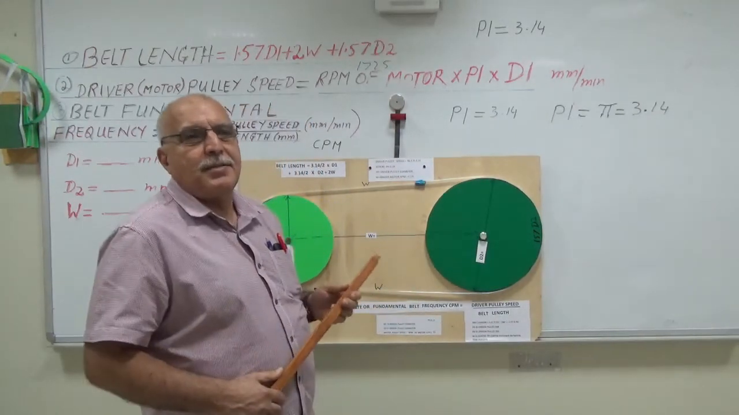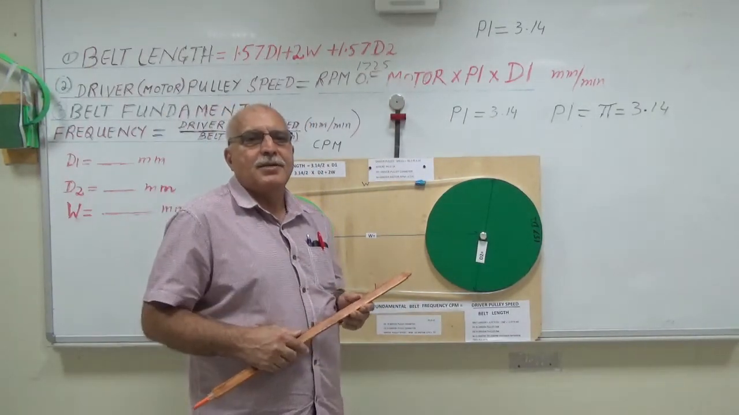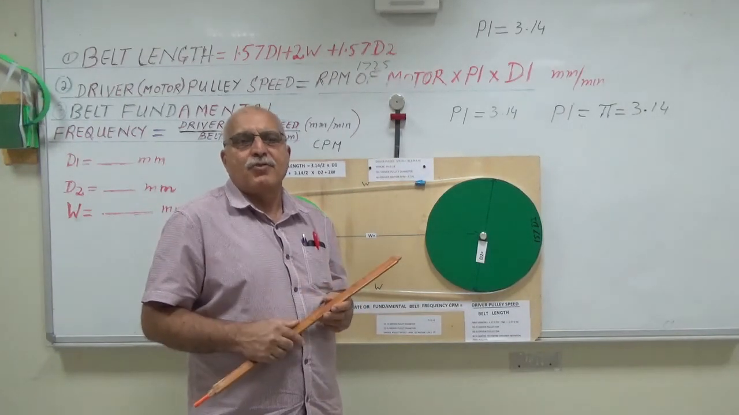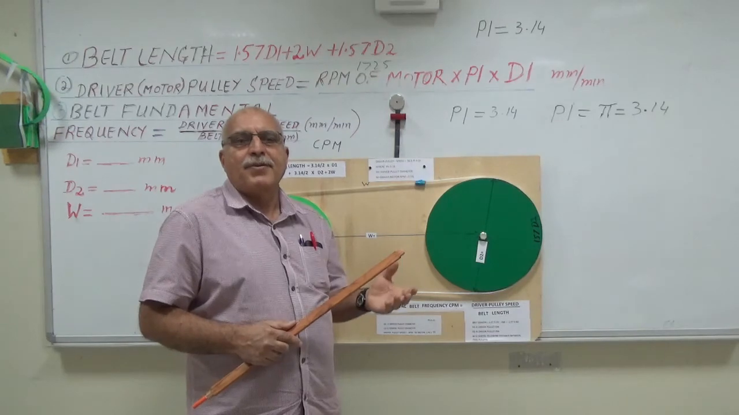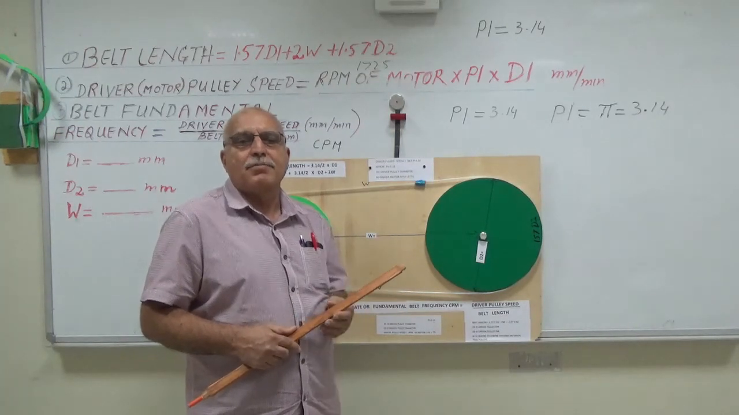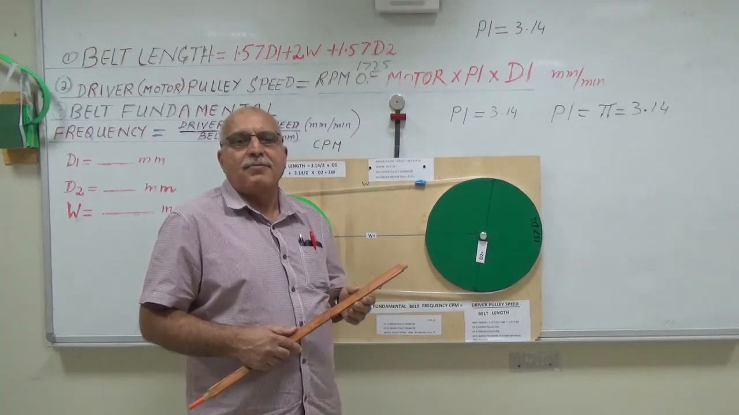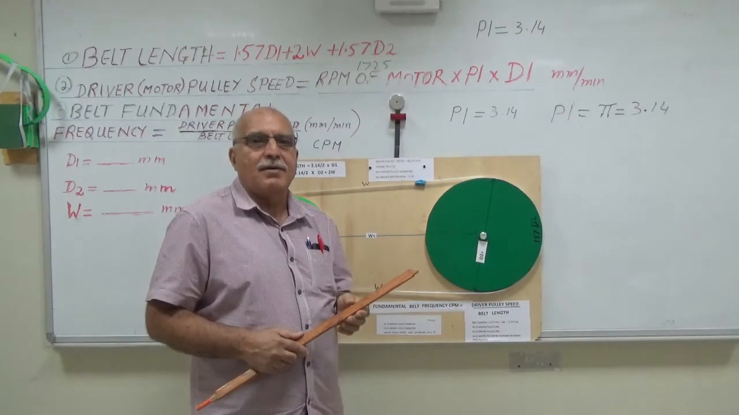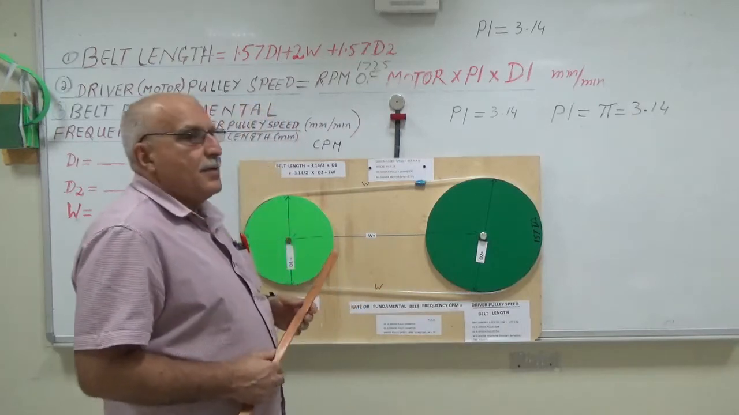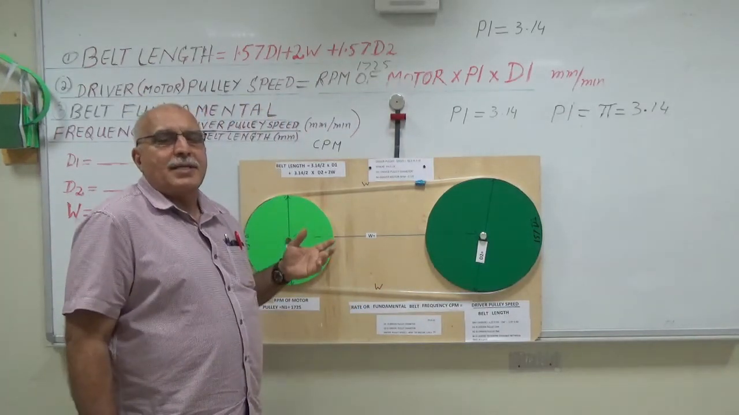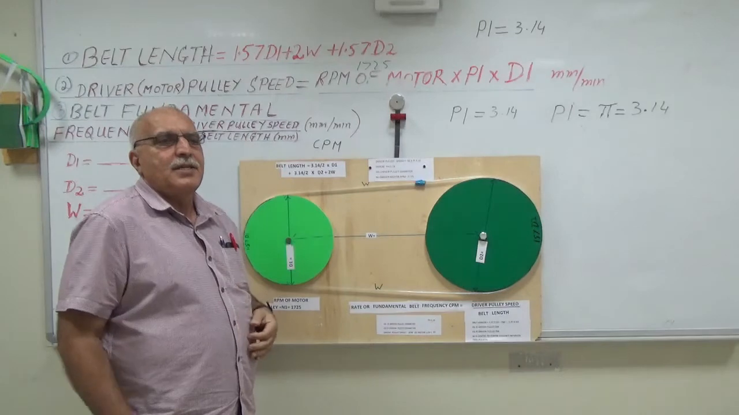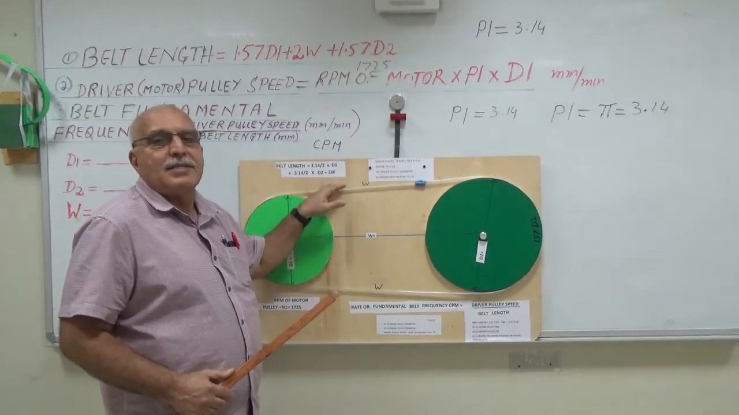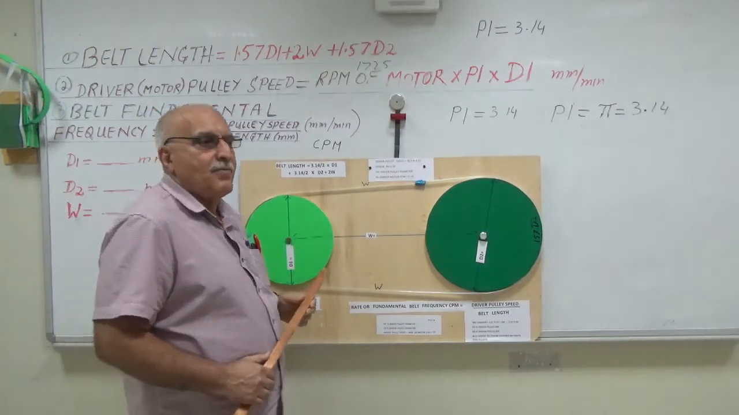But we will see many frequencies which are multiples of the belt fundamental frequency: one time belt fundamental frequency, two times, three times, four times belt fundamental frequency. This belt fundamental frequency will have high amplitude in case the belt is worn out.